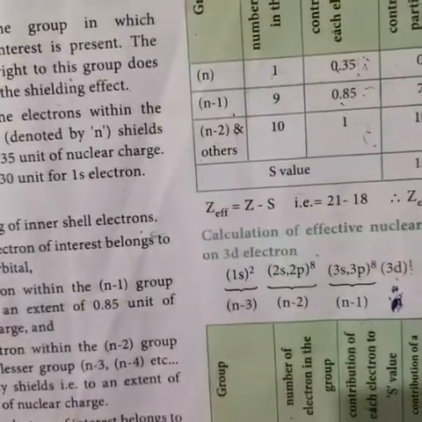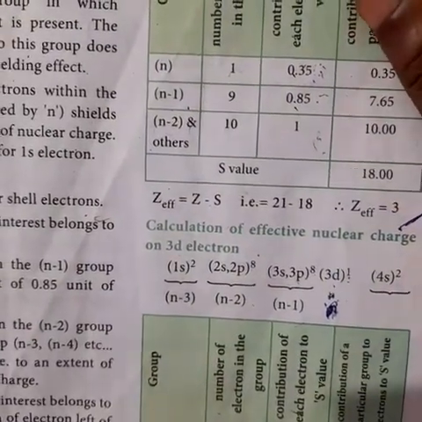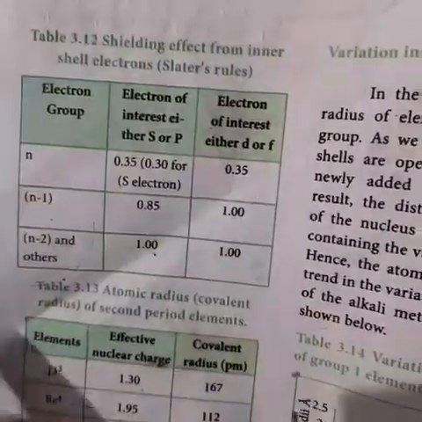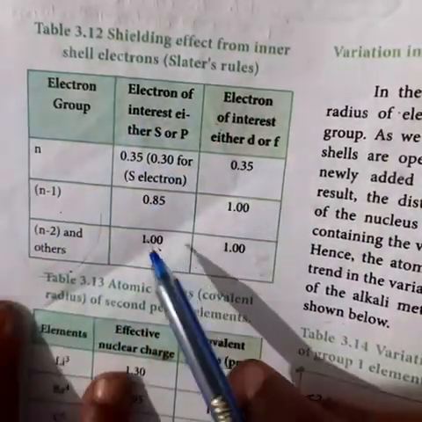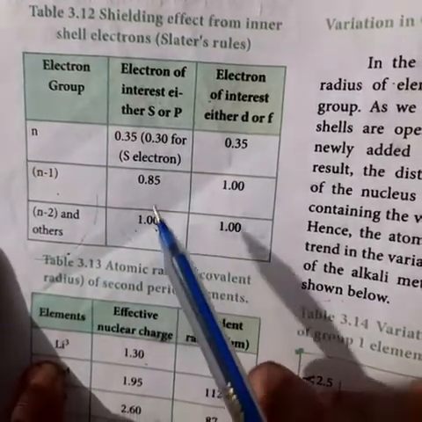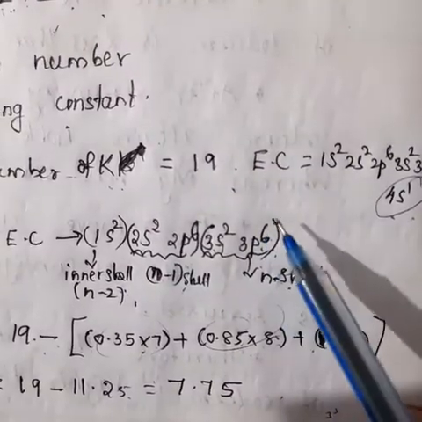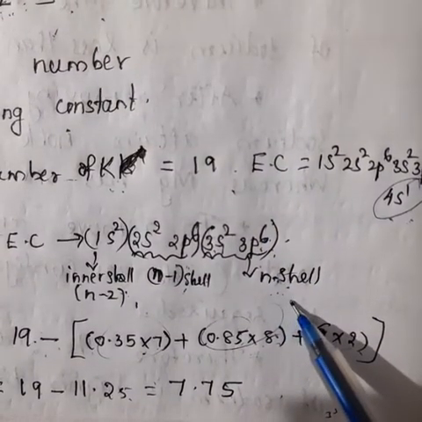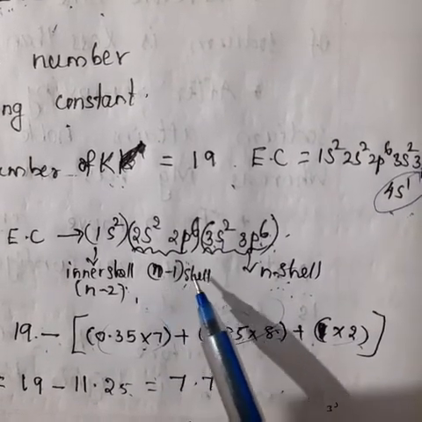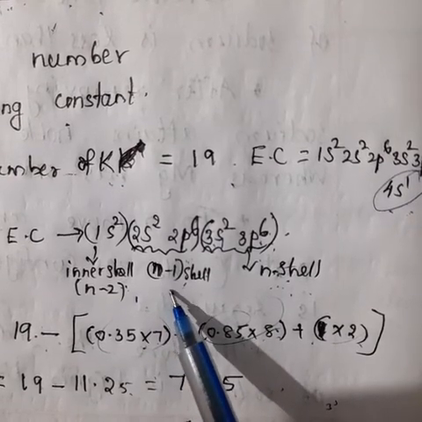How can you calculate the effective nuclear charge, the screening constant? This is the formula. This is one of the table columns, where the values are given. So we should separate the shells. This is the last orbit, 3s2 3p6, the last orbit. So we take this as the n shell. And before this last orbit, that is the penultimate shell, there is the n minus 1 shell.